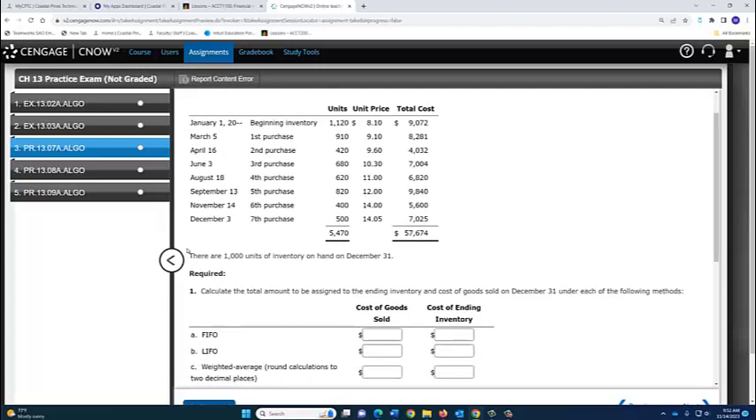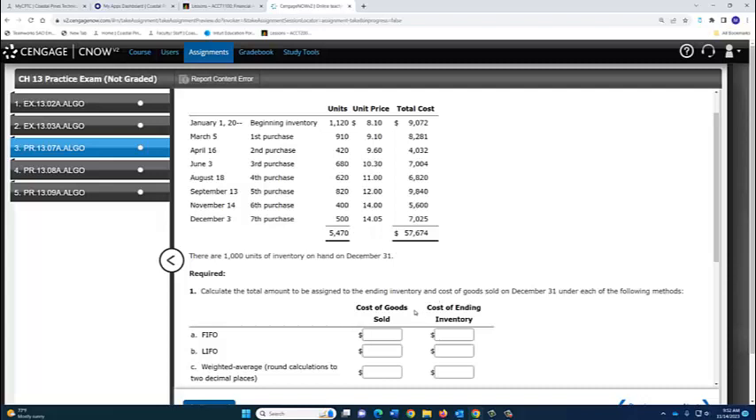One important thing to always look for in these problems is the units of inventory on December 31st. This is our ending inventory. And we know that we have 1,000 units. We just need to assign the correct cost to those 1,000 units. So that's what we'll start to do.